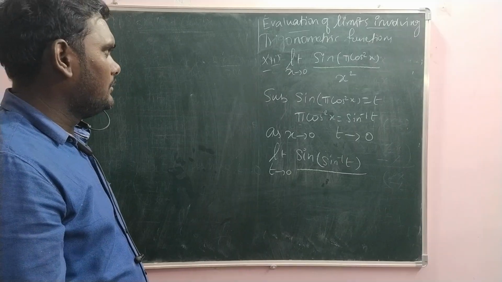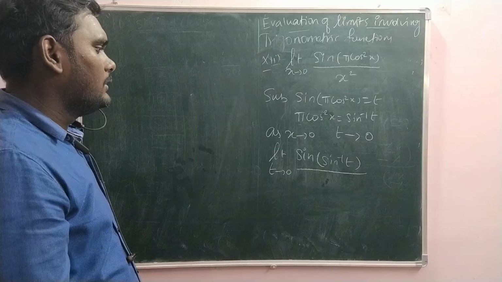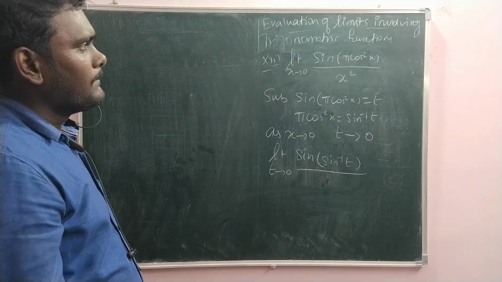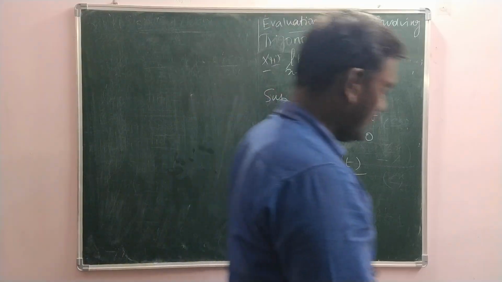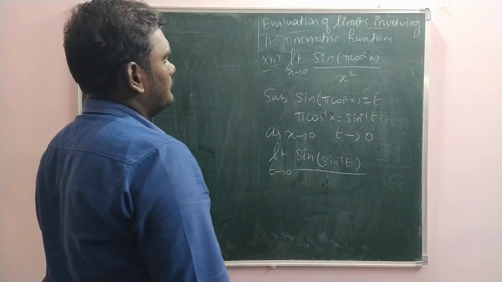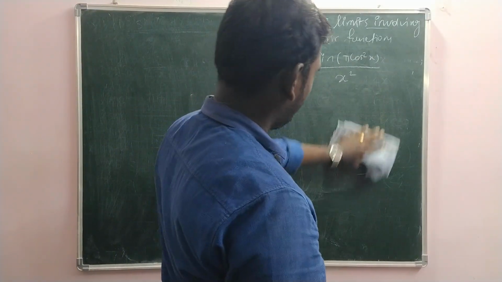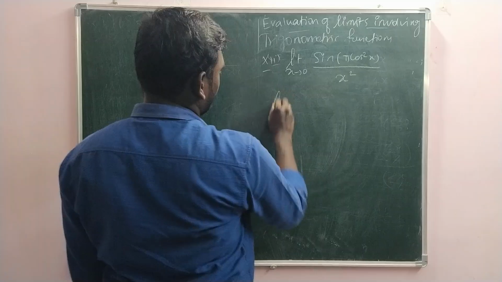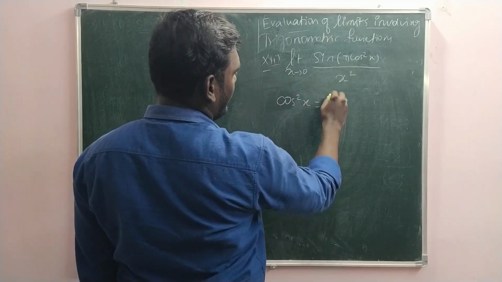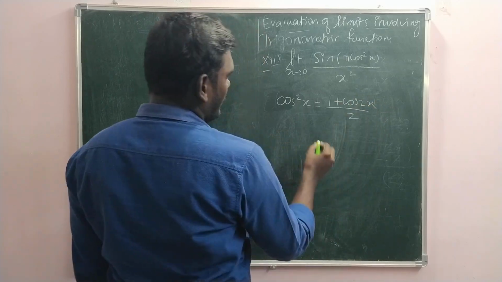Then there is another method using L'Hospital rule, but not right now. You may see that later. Using basic limits, is there any formula for cos square x? Okay, wait. We have a formula that cos square x is equal to (1 plus cos 2x) by 2. We'll use that.